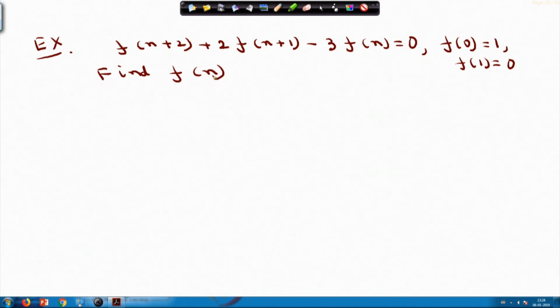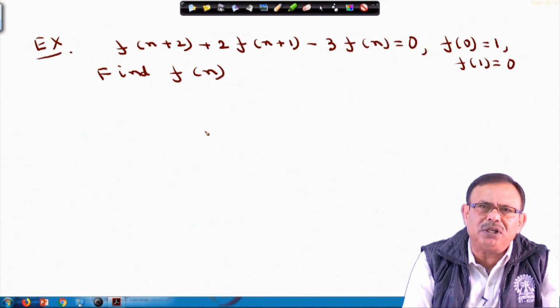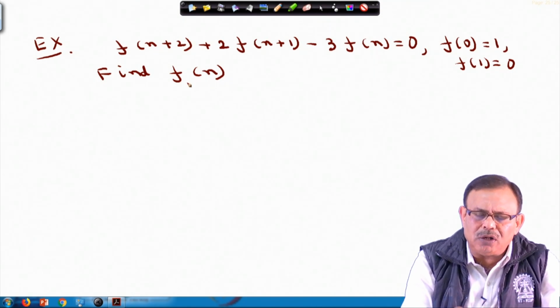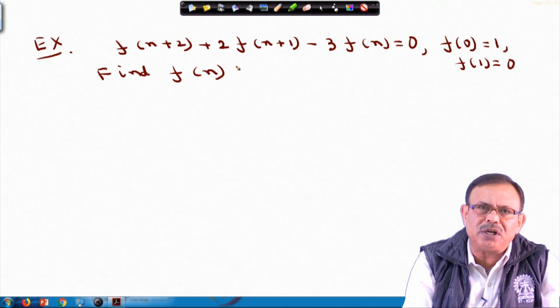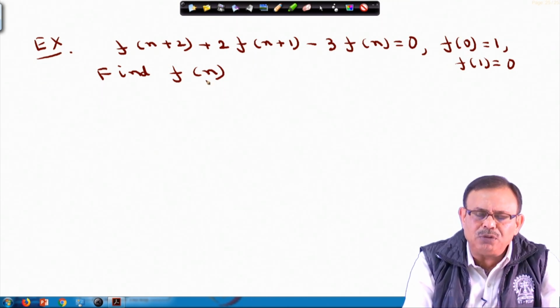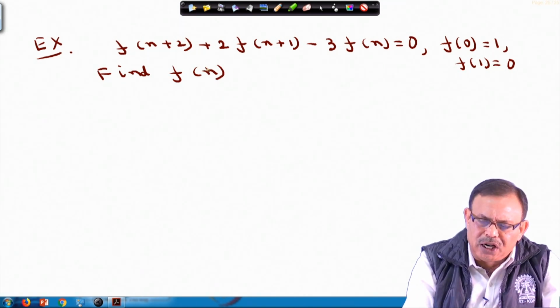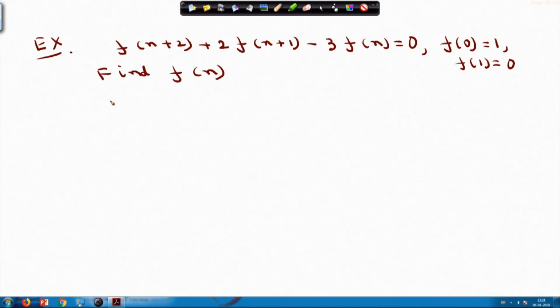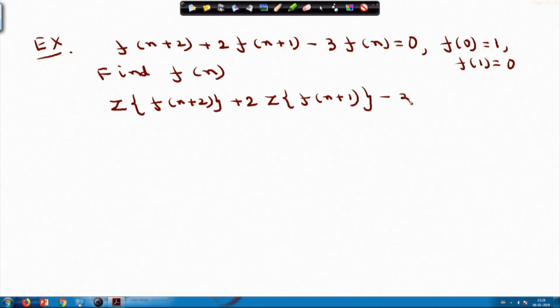So, just like solving the differential equation, what we have done using Laplace or Fourier transform, here also if a discrete function's equation is given, from there how to find out the value of f n. Now, you take the z transform on both sides of the given equation. So, that you can write down z transform of f of n plus 2 plus twice z transform of f of n plus 1 minus 3 into z transform of f n, this is equal to 0.